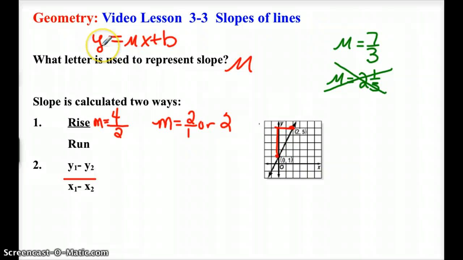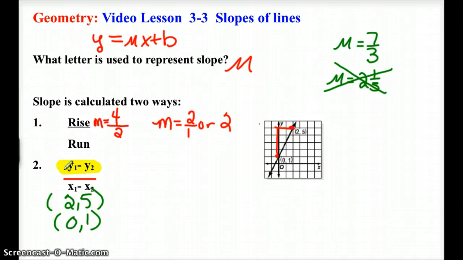Our second way, if we don't have a graph, is to use our ordered pairs to find our slope. For me, I like to stack my ordered pairs up. So I have 2, 5 as my first ordered pair, and then I have 0, 1. That helps me so that I don't make errors when I'm grabbing my points. Now, remember y goes on the top, so y's go on the top. Don't take the first ones, those are the x's.